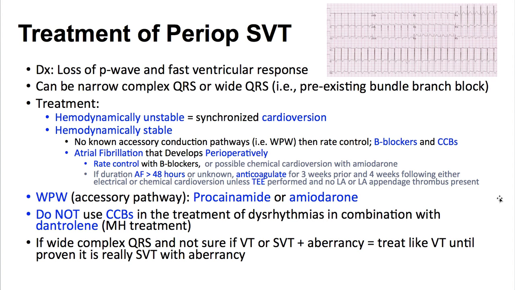So we need to anticoagulate for 3 weeks prior and 4 weeks following either electrical or chemical cardioversion, unless you perform an echo and show that there's no left atrial or left atrial appendage thrombus present.